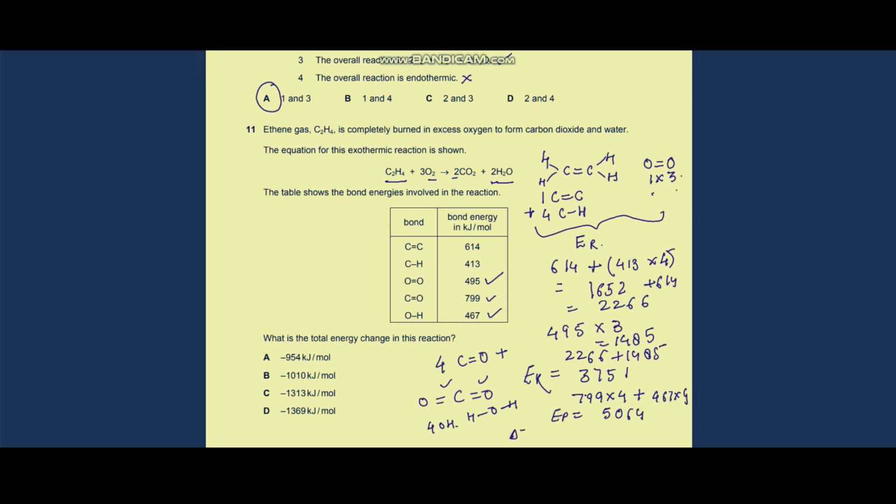To calculate the change in energy, reactant minus the product, this will come out as 3751 minus 5064. Answer will come out as minus 13. Answer for the question. Then for the next question.